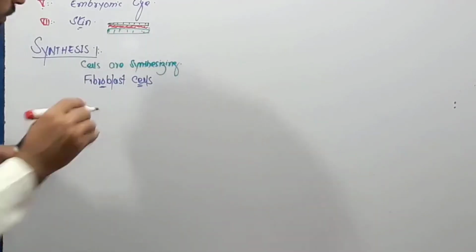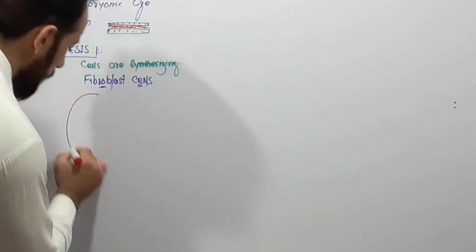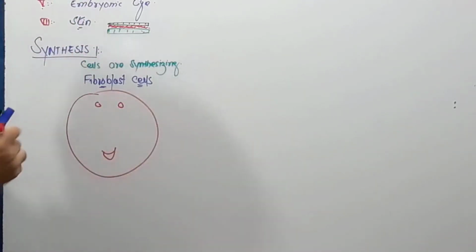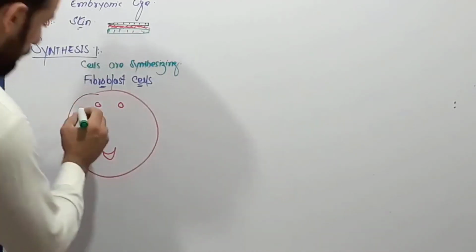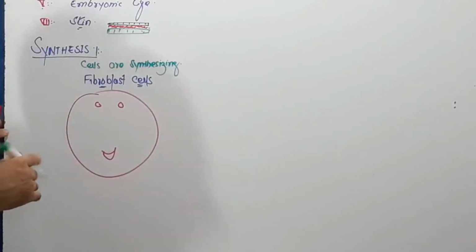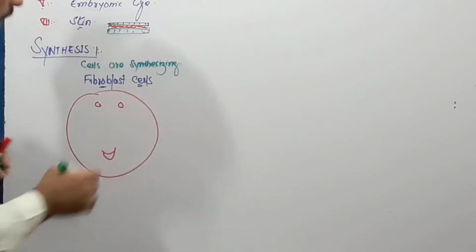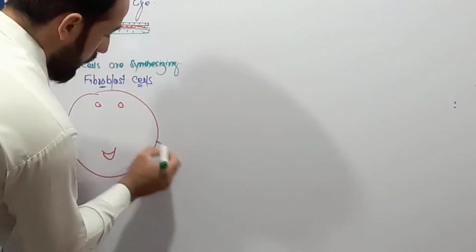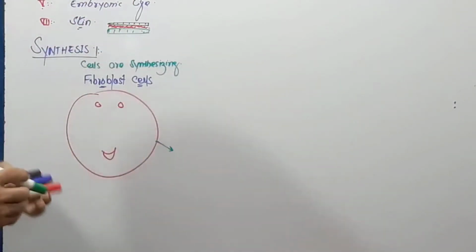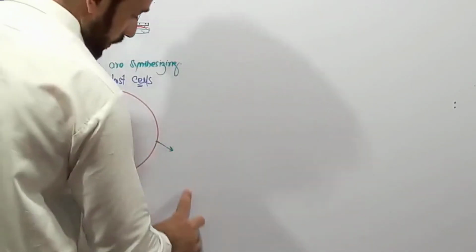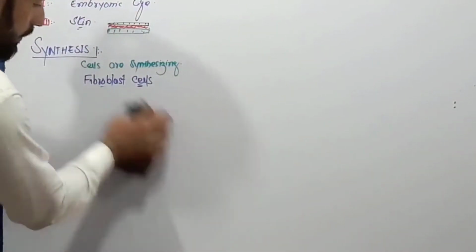outside the cell. So it means that if we have here a cell, a happy fibroblast cell, why? Because he is going to synthesize collagen fiber. So some steps will occur inside this cell, right? Some steps of synthesis of collagen fiber will occur inside the cell and other steps will occur outside the cell, right? So what are the steps which are occurring inside the cell and what are the steps which are occurring outside the cell? We will write them first, then we will go in detail of it.